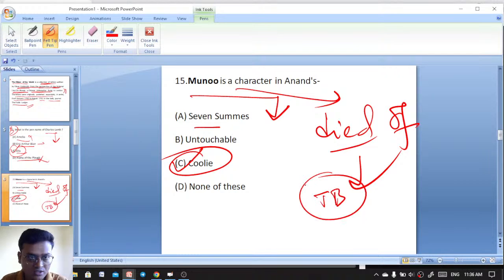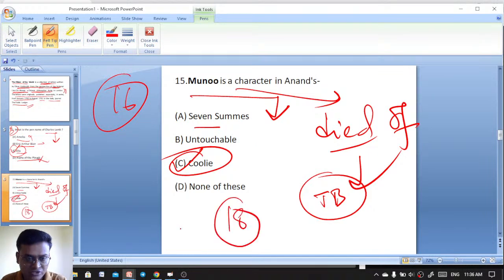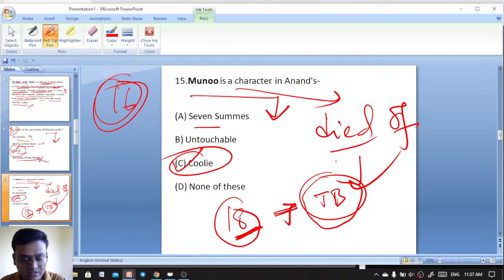Muno is a 16-year-old boy when the novel begins, but at the end of the novel he was 18, and at the age of 18 he died of tuberculosis. Okay, got it. And Mulk Raj Anand's Coolie, whose protagonist is Muno, was published in which year?